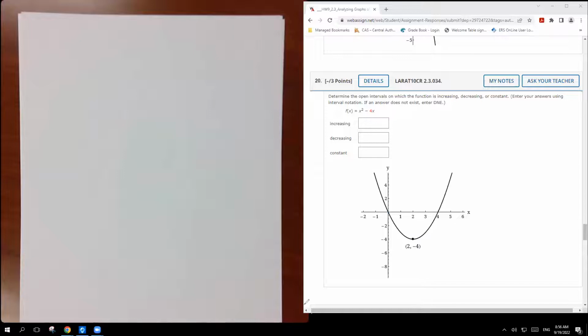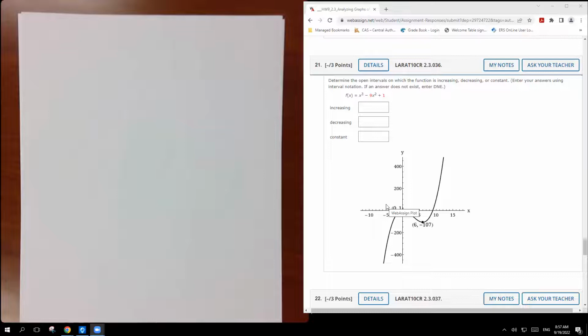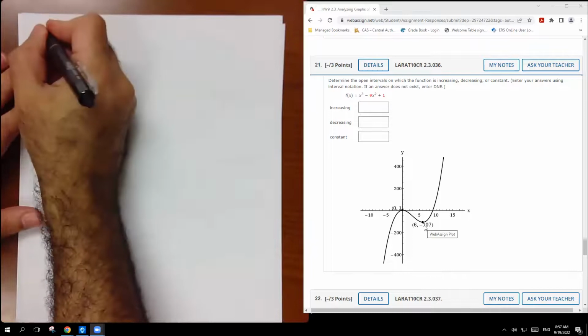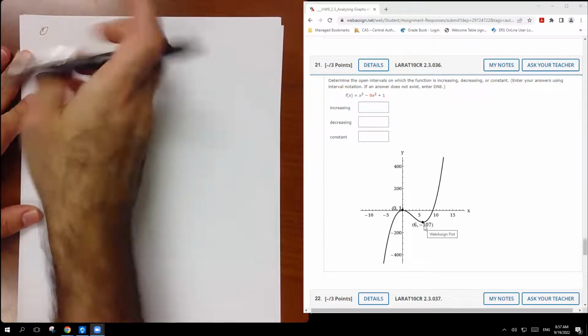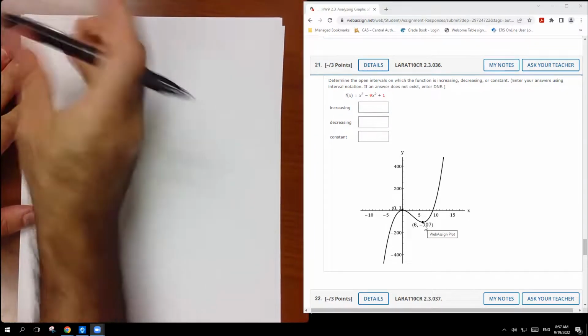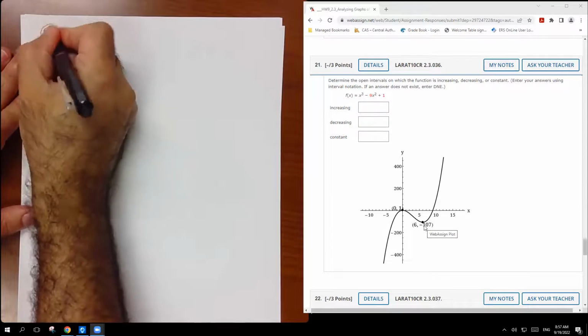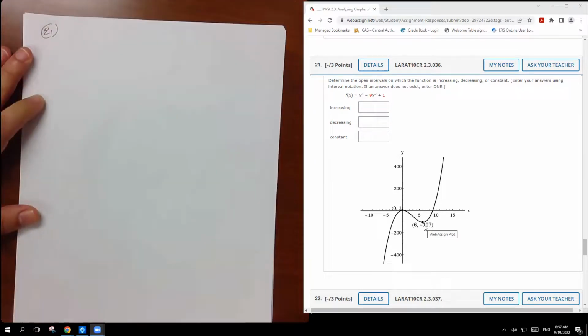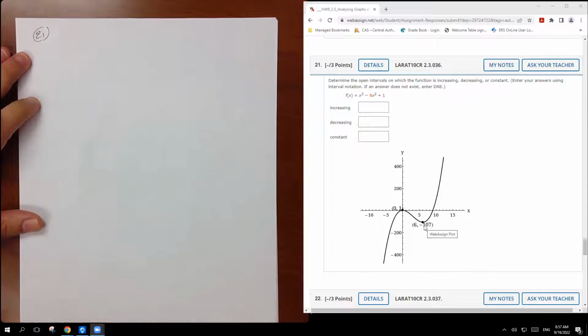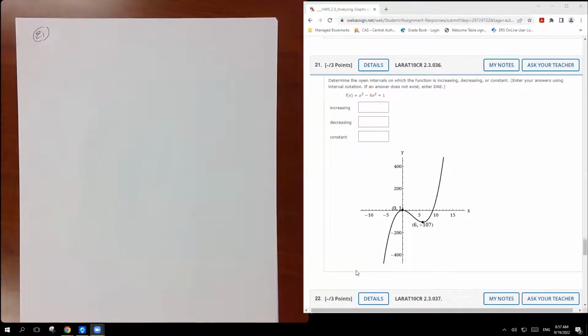Our next example, 21. Let's work on this one, how to find the increasing, decreasing, or constant. So the same thing, this is example 21. You're going to find increasing, decreasing, and constant. I'm not going to care about the function, but I'm going to start picking the points on the graph.